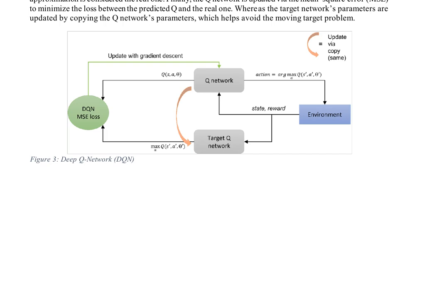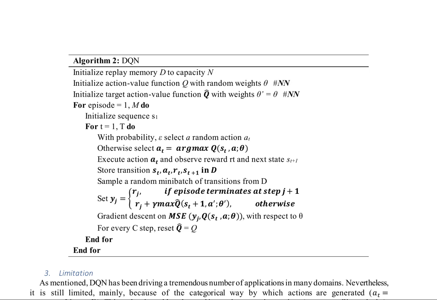The inner workings of the DQN architecture are illustrated in Figure 3 and Algorithm 2. The learning episodes begin by initializing the two networks' parameters, and the agent gives an action based on the state provided, receiving a new state and reward from the environment. This transition is stored in the replay memory. After a couple of episodes, the stored transitions are sampled randomly to compute their corresponding Q-values. The Q network is updated via the mean square error (MSE) to minimize the loss between the predicted Q and the real one, while the target network's parameters are updated by copying the Q network's parameters.